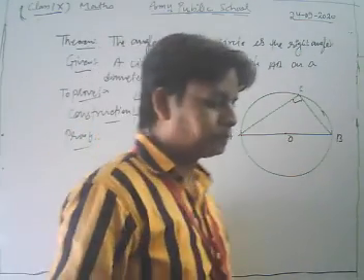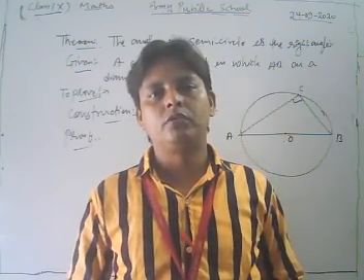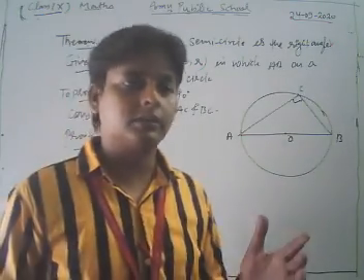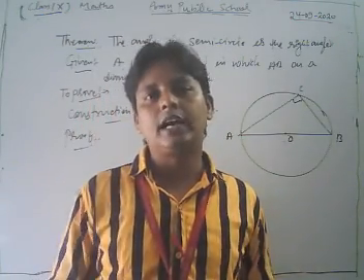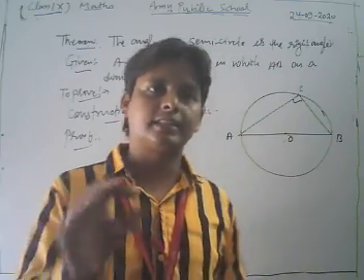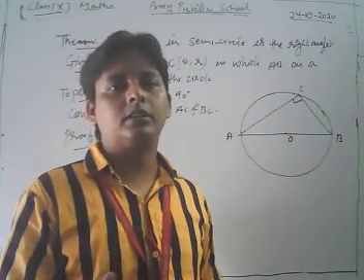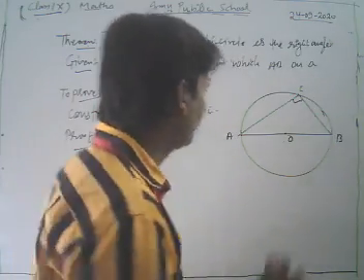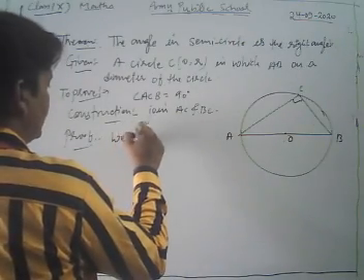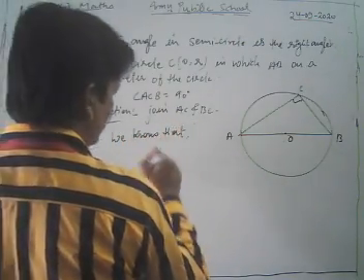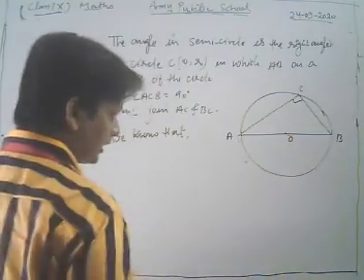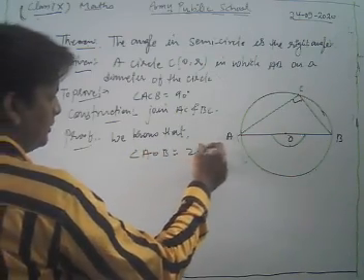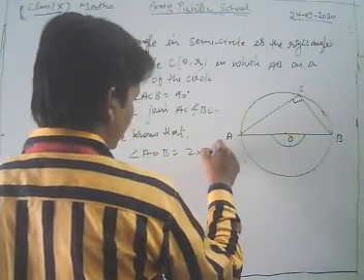Dear students, I proved a theorem previously that the angle subtended by an arc. Suppose that here AB is your arc, and we know that the angle subtended by an arc at the center of the circle is double the angle subtended by it at any other remaining part of the circle. Now here, first of all you write, we know that the angle subtended by an arc at the center of the circle is angle AOB. We know that angle AOB is equal to 2 times angle ACB.